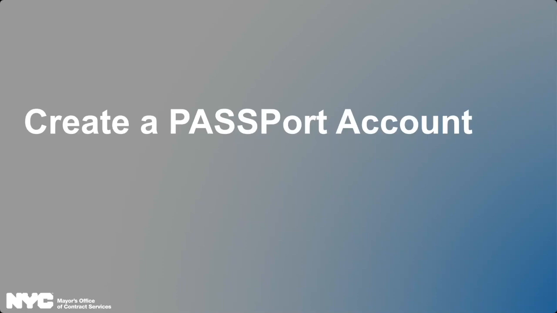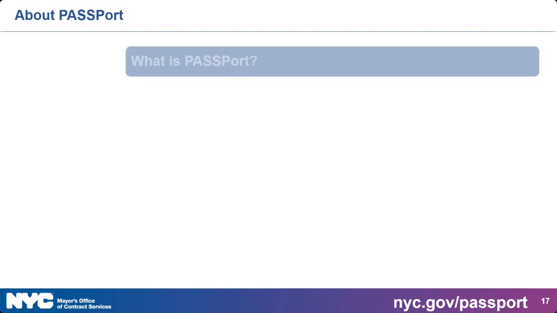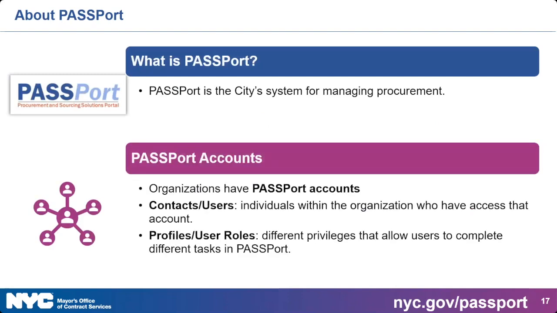So let's talk about passport creation. Here are some passport basics. Passport is the city's system for managing procurement. Accounts are created for an organization. Individuals within the organization have access to the account. They are called users or contacts. Users in the organization's account can have different privileges that allow them to complete different tasks in Passport. These are called user roles or profiles. Let's discuss how this works.